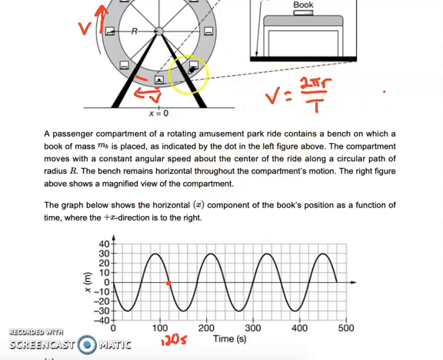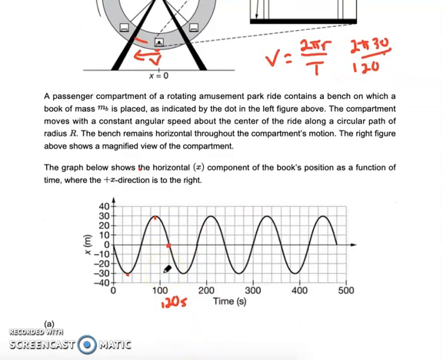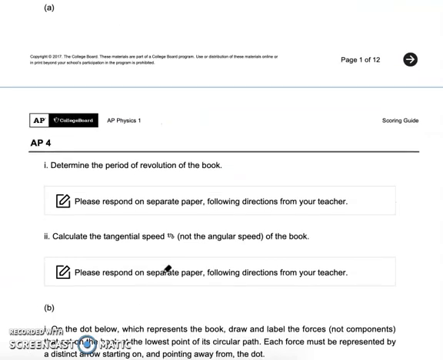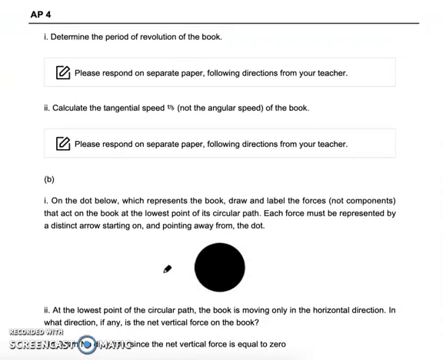Now the question is, what's the radius? This r, well, you can get that from the graph, and that is going to be the crest or the trough, the greatest amplitude. So that's 30. So that's simply 2 pi times 30 divided by the 120, and then you can work that out and get an answer. Okay, so it might not be obvious at first, but don't make it more complicated than you need to.